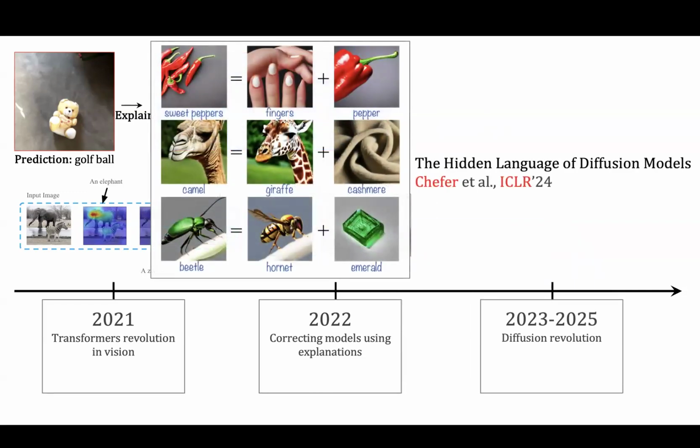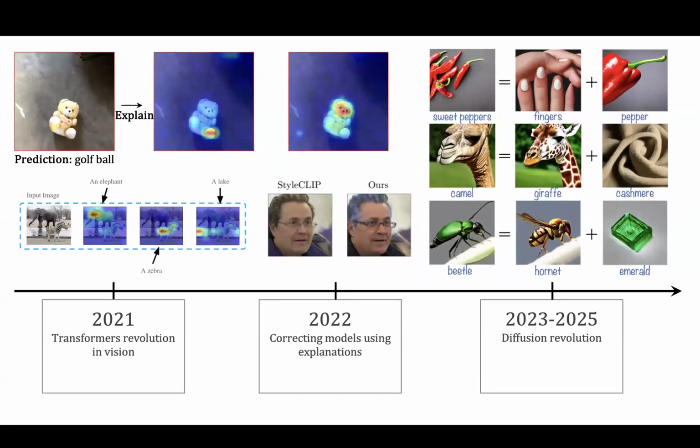And I did one work at ICLR doing interpretability for diffusion models. For example, here, the model generates this image of a camel, and we were able to decompose it into kind of structure and semantic parts. So we can see that the model uses cashmere to add the texture on the camel's skin. So as I said, just an overview of what I've done so far.